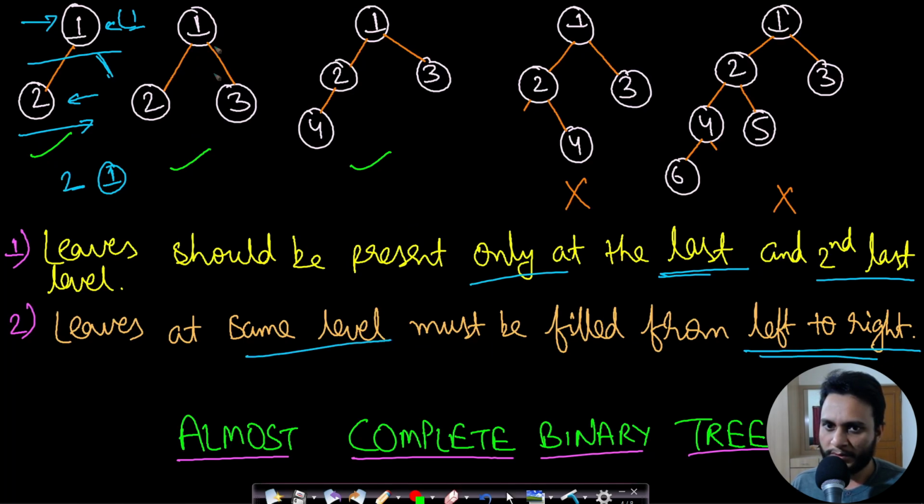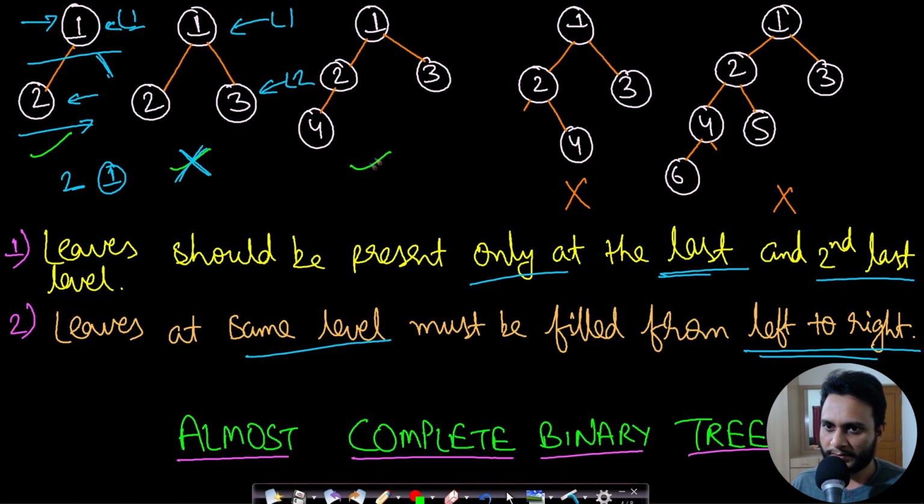Okay. Now in the second example, you will see that this is a perfect binary tree. This is not an almost complete binary tree. In this case, level 1 is completely filled as well as level 2 is completely filled. So this will be a perfect binary tree. This is not an almost complete binary tree.